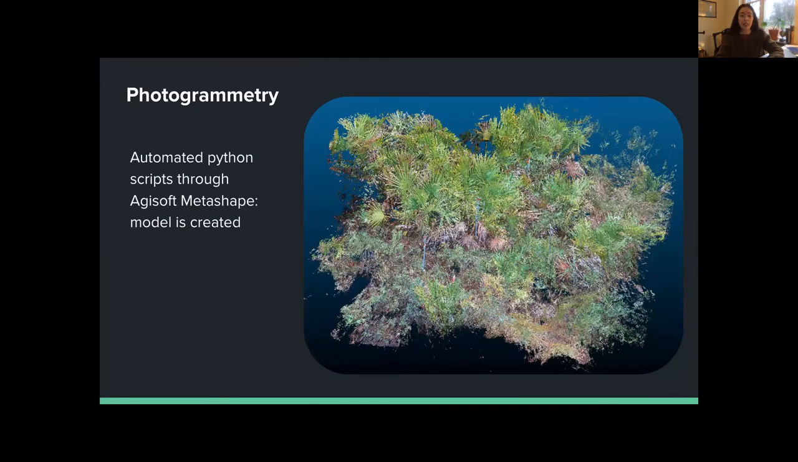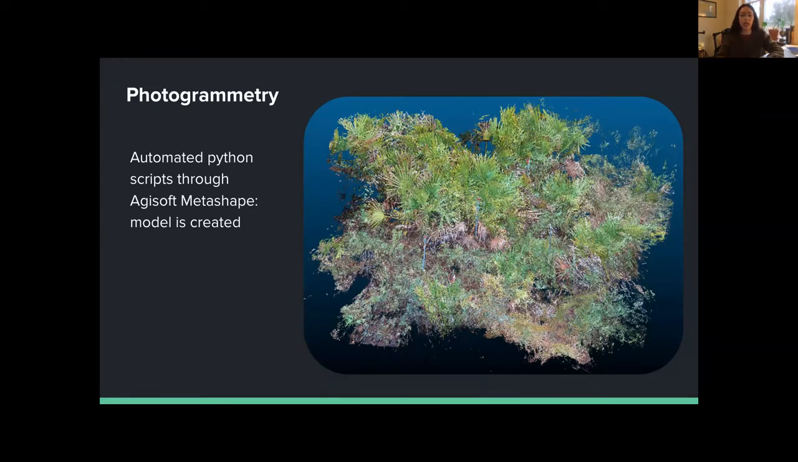After we have those stills, we run even more Python scripts through a software called Agisoft Metashape, which identifies those tie points I was talking about earlier, which are typically corners of those red and white sampling frames, to stitch together a complete model.